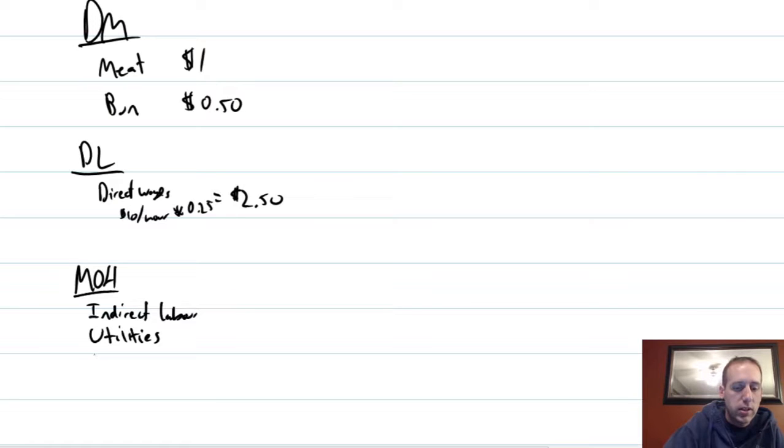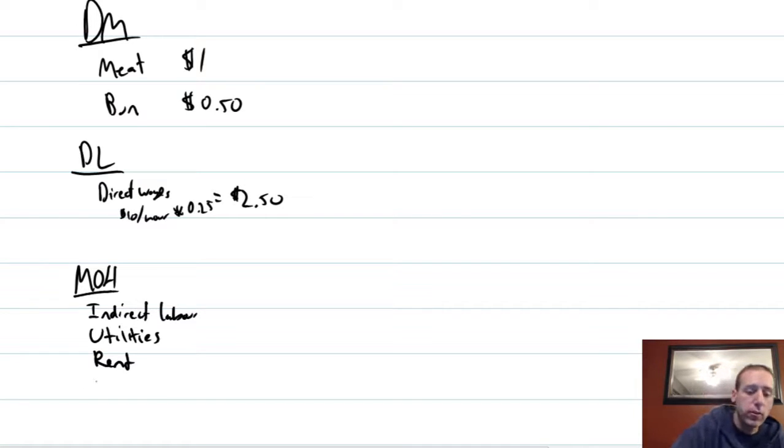Other examples here, maybe I rent the building, and so I have a certain amount of square footage tied up in the kitchen. Well, the kitchen has to bear its share of the rent, so rent costs. If I don't rent and I own, there's property taxes that would be applicable to my kitchen.